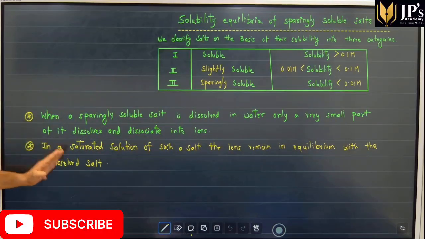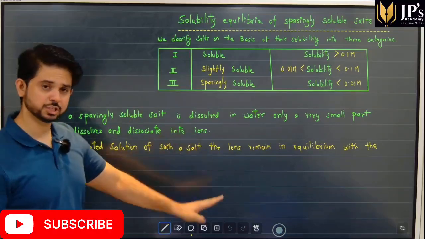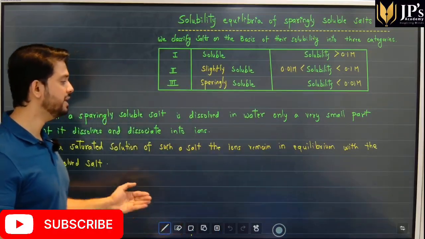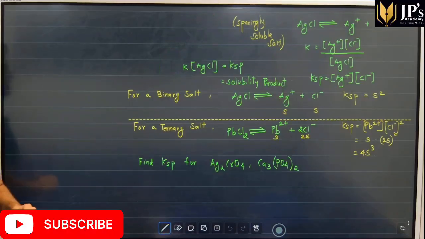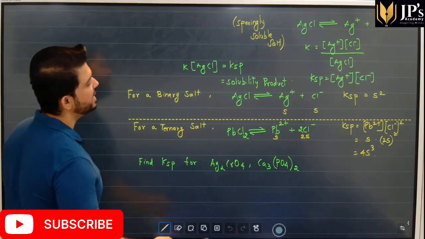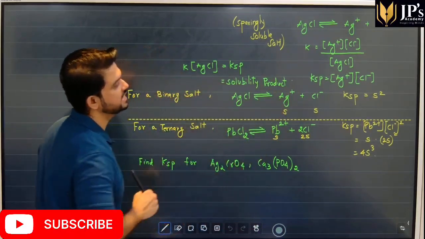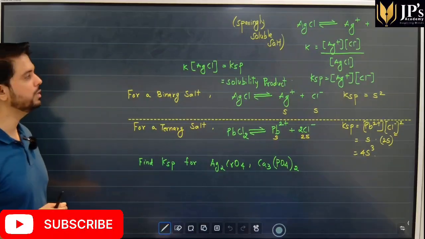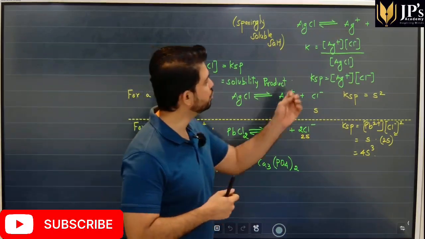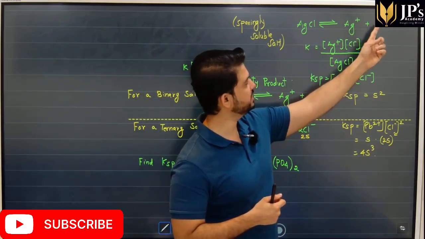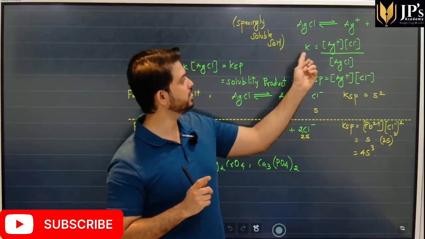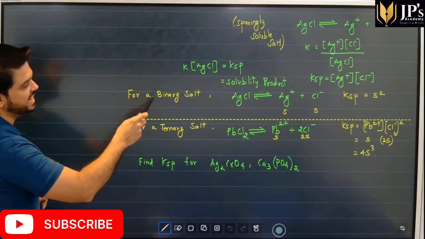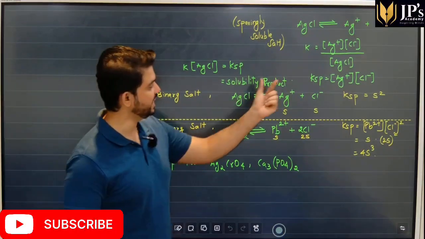In a saturated solution of such a salt, the ions remain in equilibrium with the dissolved salt. So let's take an example over here, students. If I have a salt like AgCl, because it's a sparingly soluble salt, it is in equilibrium with Ag+ and Cl-. If I write the equilibrium expression, it will be [Ag+][Cl-]/[AgCl].